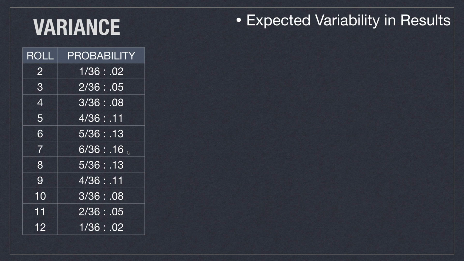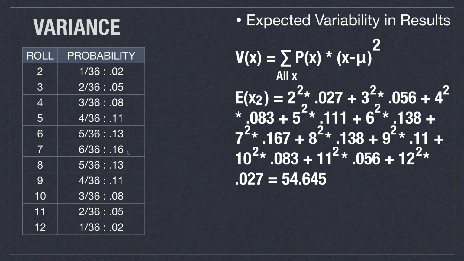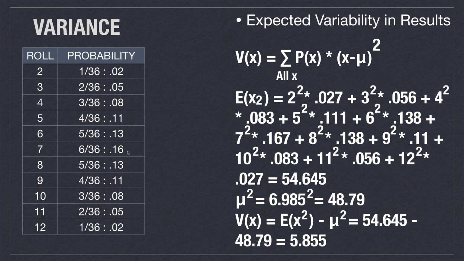Now, calculating variance with multiple variables is a bit more complex. To do so, what you're going to do is sum the total of all values of x squared and multiplied by the probability. And whenever we do that, we get a value of 54.645. Then what we will finally have to do is subtract from that the square of the expected value calculated previously to get a final value of 5.855.